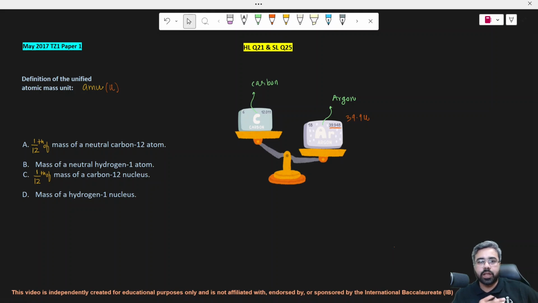So for all elements in the periodic table, we compare their mass in comparison to the carbon neutral atom. If I place magnesium in the place of argon, then magnesium is two times heavier than carbon. Carbon has 12 U and magnesium has 24 U. So we compare the mass of every neutral atom of the periodic table in comparison to carbon. That's why option A must be correct: the atomic mass unit is 1/12 of the mass of a neutral carbon atom.